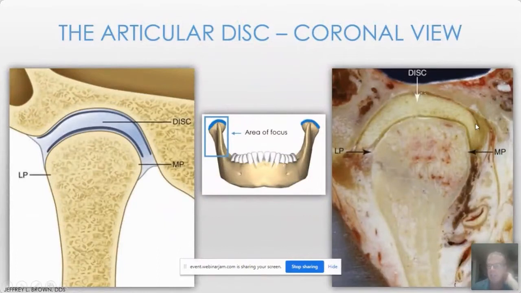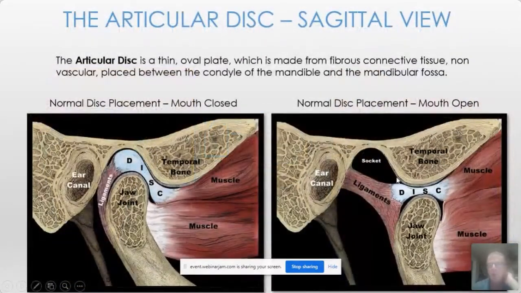Now, here's what the disc looks like in general. This is the condyle. All right, so this is the normal disc that we see here. I'll put my cursor to it. The disc should be at the 11 o'clock or 1 o'clock position, depending on orientation.